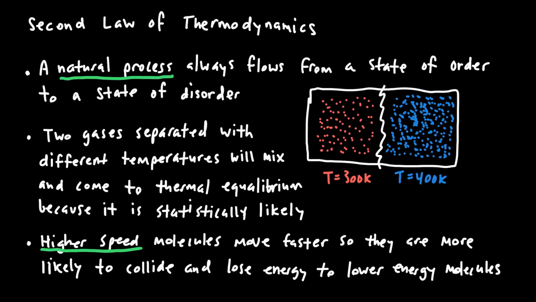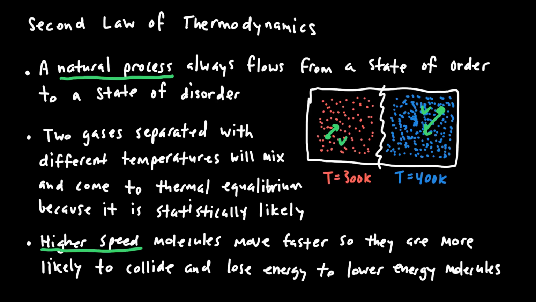Okay? And if they're more likely to collide with other particles, then there's more likelihood that they will lose some energy to those particles in those collisions. And in doing so, they're transferring some of their own energy to the lower energy particles. So in general, in this box, the speed of the particles on the right at the higher temperature is greater, and on the left where the temperature is lower, the speed is going to be less. And on average, those blue particles are going to be colliding more and transferring more of their energy to the red ones.